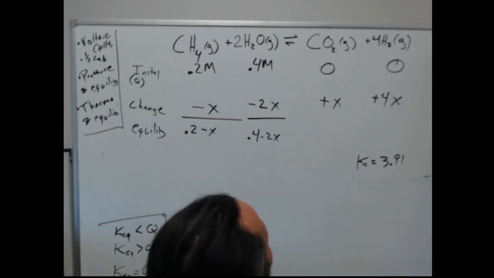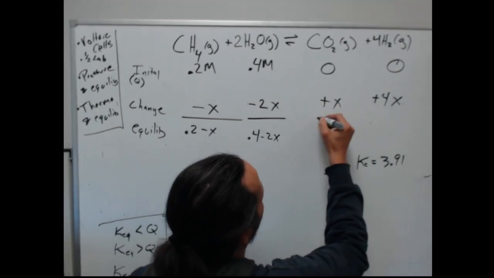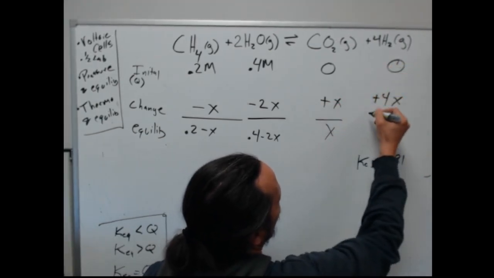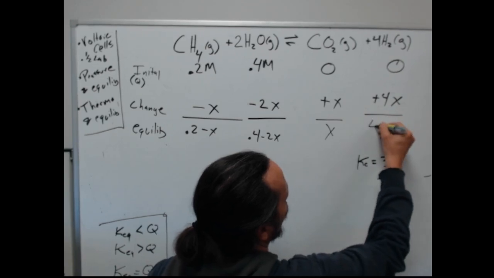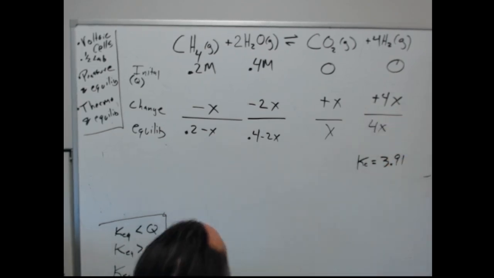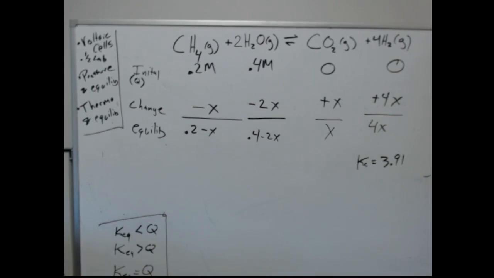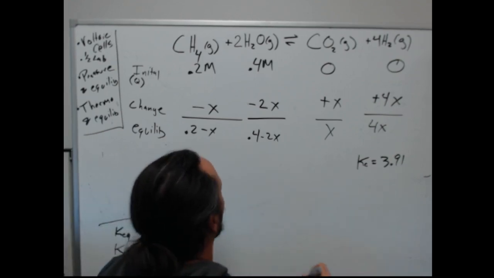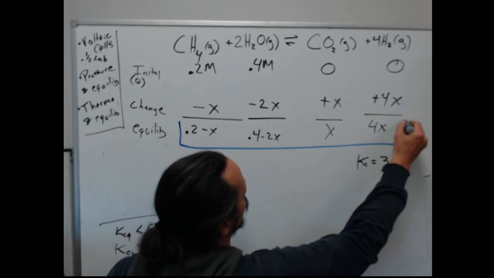Cool. So we're going to have 0 plus x. I'm just going to write that as x. And I'm going to have 0 plus 4x. I'm just going to write that as 4x. And now we say, okay, if those are my equilibrium values, here's my equilibrium family.